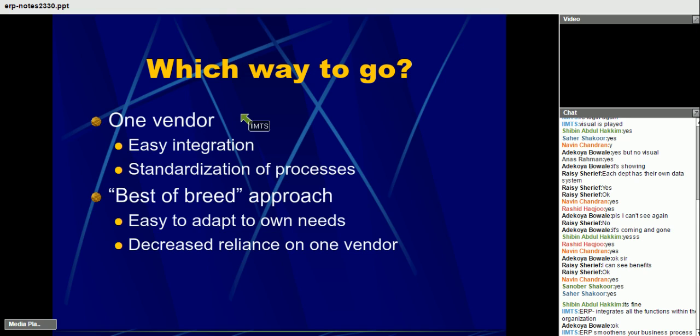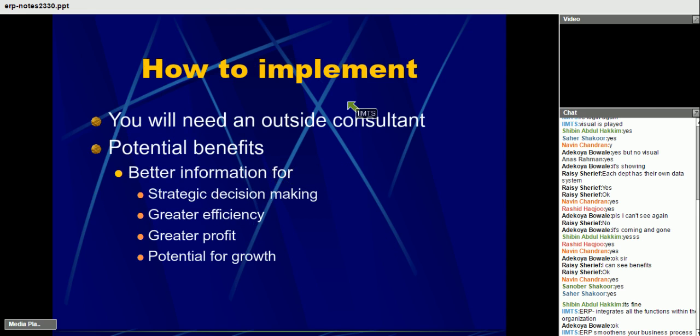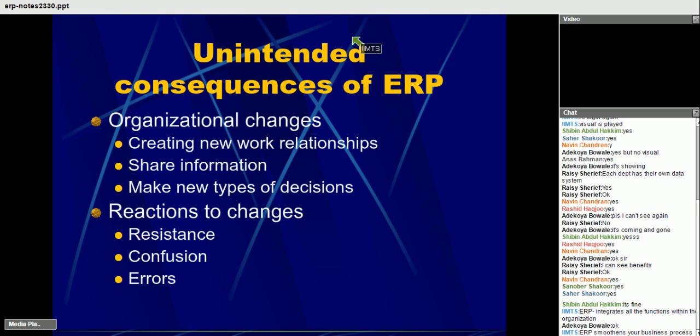Which way to go? One vendor: easy integration, standardization of processes. Best of breed approach: easy to adapt to own needs, decreased reliance on one vendor. How to implement? You will need an outside consultant. Then second is potential benefits: better information for strategic decision making, greater efficiency, greater profit, potential for growth. So these are the benefits of ERP systems.